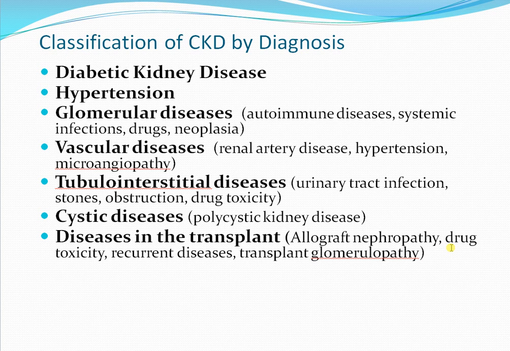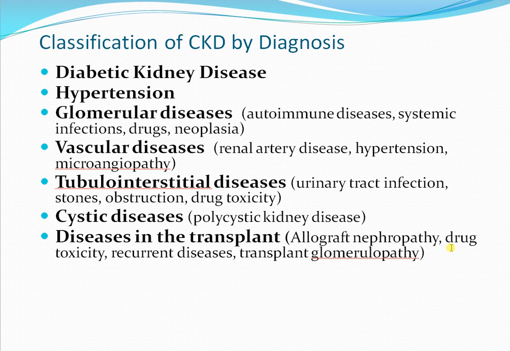Repeated urinary tract infections usually tend to cause something called reflux nephropathy, which untreated would eventually lead to CKD. Cystic diseases, the common being polycystic kidney disease, which has two flavors. One is infantile, another one is adult type. Then in people with a transplant, you have this allograft nephropathy.